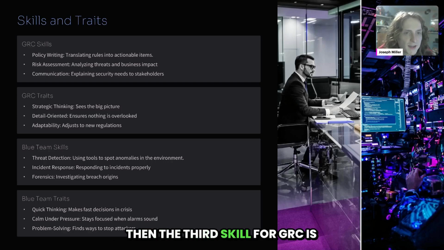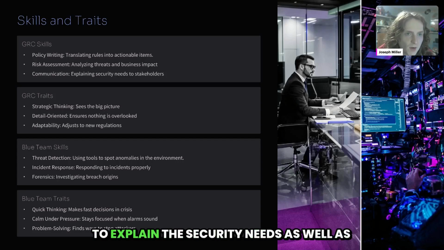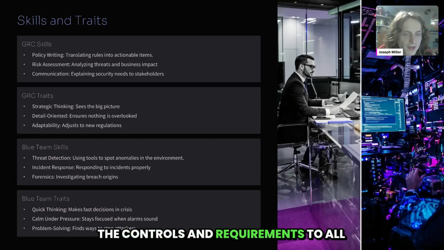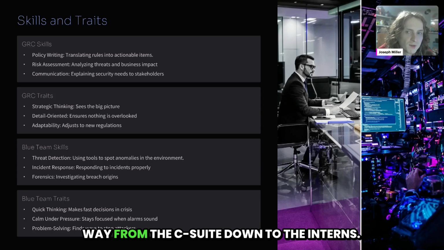Then the third skill for GRC is communication. So communication is essentially being able to explain the security needs as well as the controls and requirements to all stakeholders in the organization, all the way from the C-suite down to the interns, right?